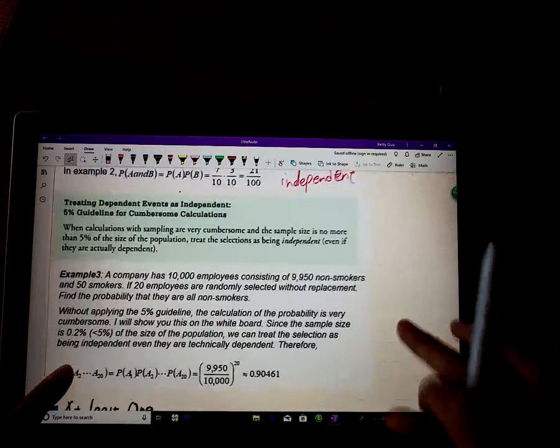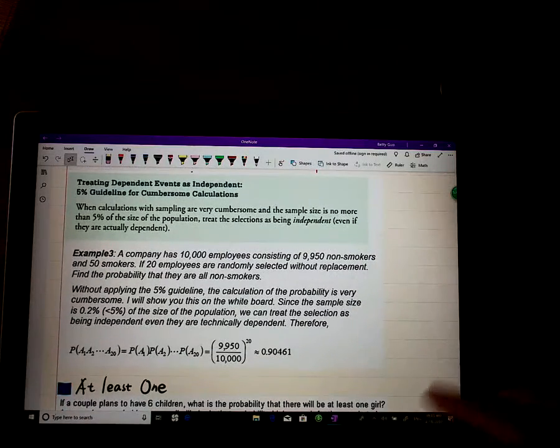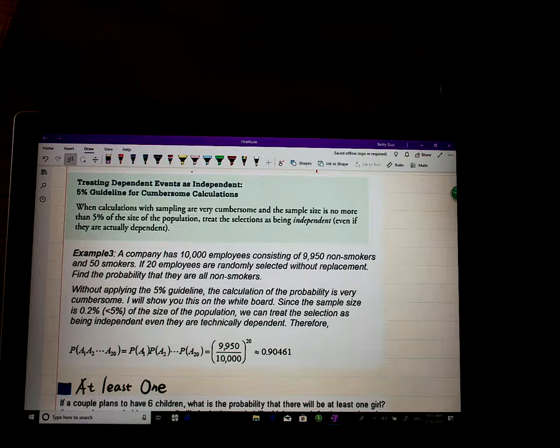Next topic, treating dependent events as independent. When you apply the multiplication rule, do you like the case that A and B are dependent, or do you like the case in which A and B are independent? Of course you like independent, right? I believe you don't really like to compute the conditional probability because it's more complicated.